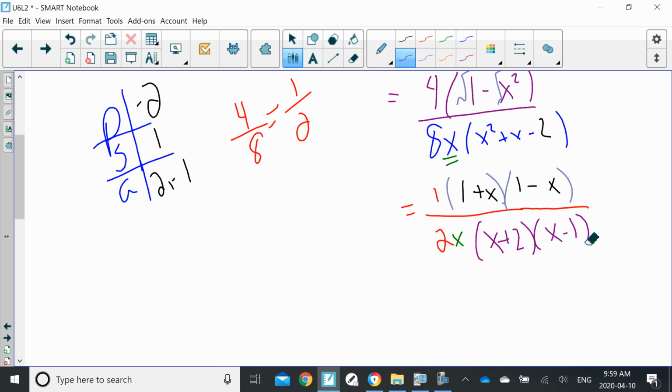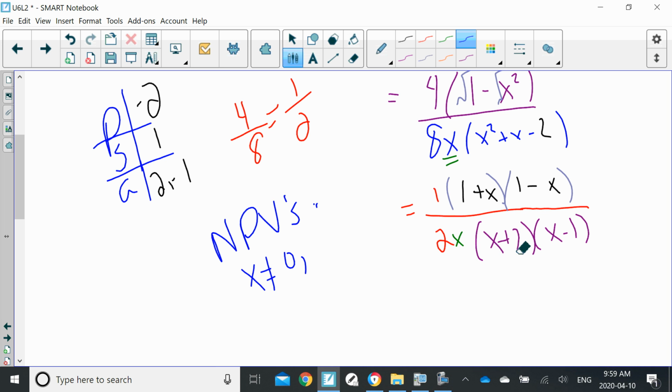Okay, so now you would see, can I cancel anything? Because everything is factored. And actually, before we cancel, I should state my non-permissible values, because once my answer is in factored form, I can look at the denominator to get what x cannot be equal to. So right here, my non-permissible value is 0. X cannot be 0 because that would make the entire denominator 0, which we can't have.